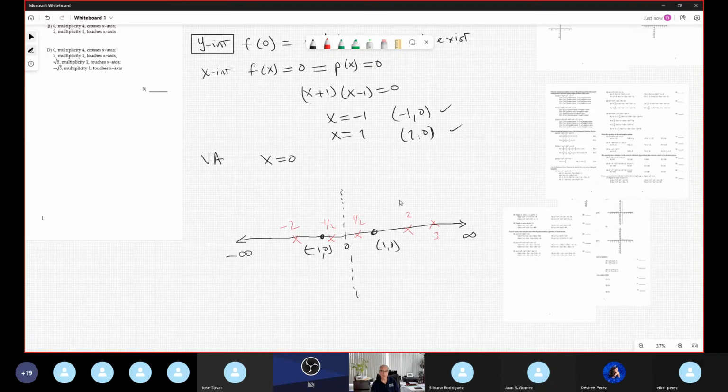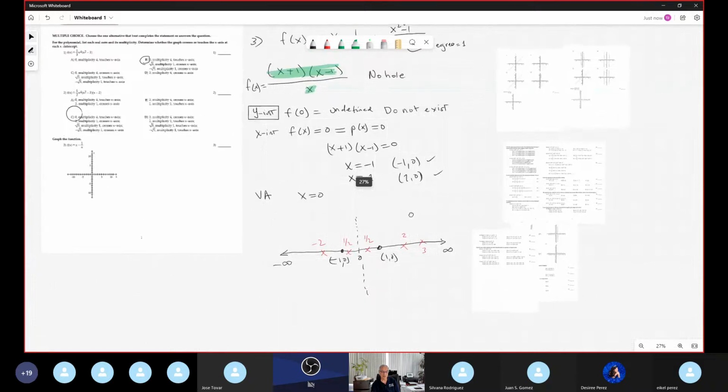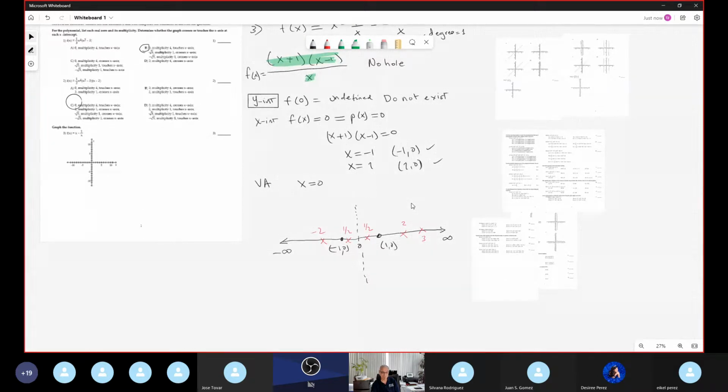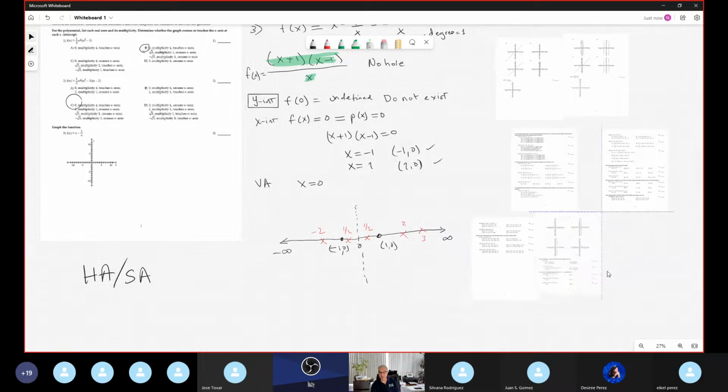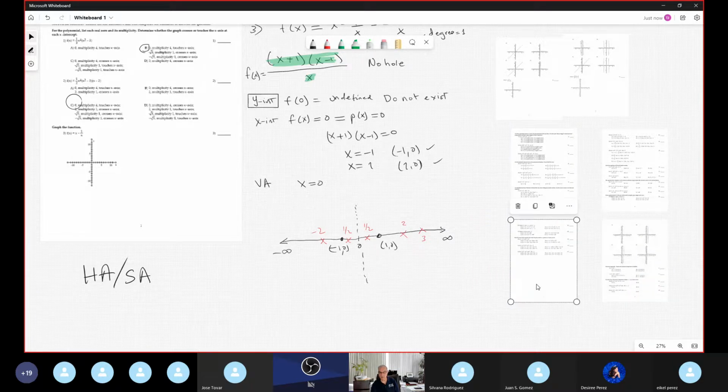Okay, now let's analyze. The next step is the step of the horizontal. Let me use black color. Horizontal. Okay, horizontal asymptote or slant. Remember, we have the two possibilities, and you need to differentiate one or another, because both are still possible. They are mutually exclusive. If we have a slant, we have no horizontal. If we have the horizontal, no slant.